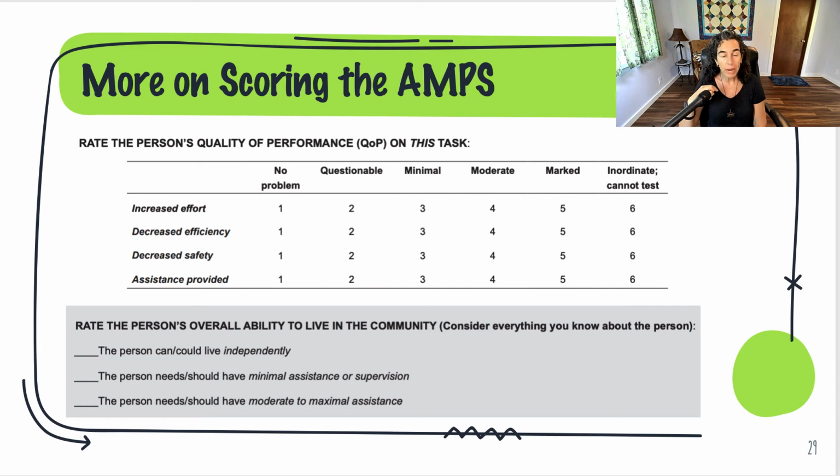Which is rating the person's overall ability to live in the community. And we're going to take everything that we've gathered in terms of information about the person to decide, could they live independently? Could they live with minimal assist or supervision? Or do they need moderate to max assist?